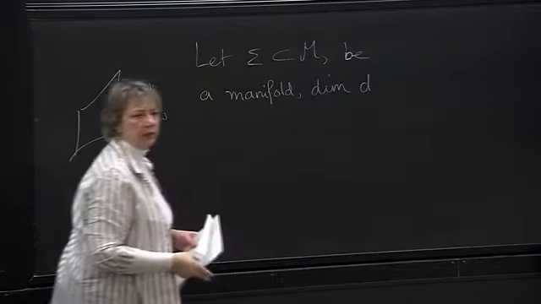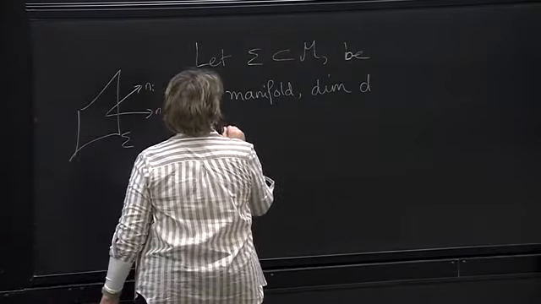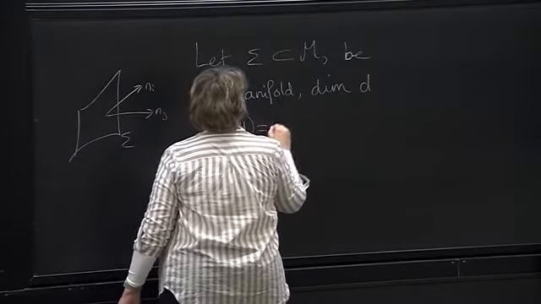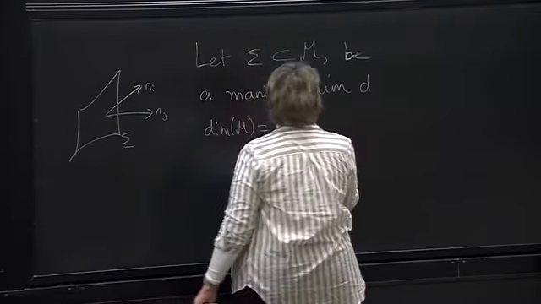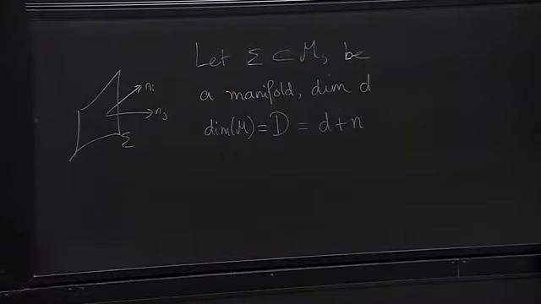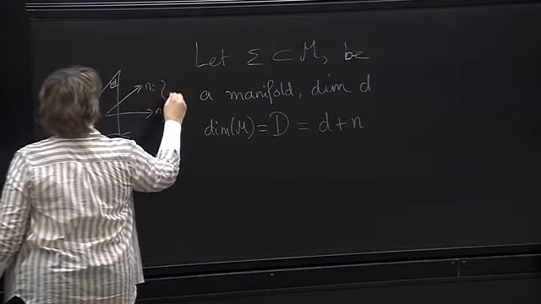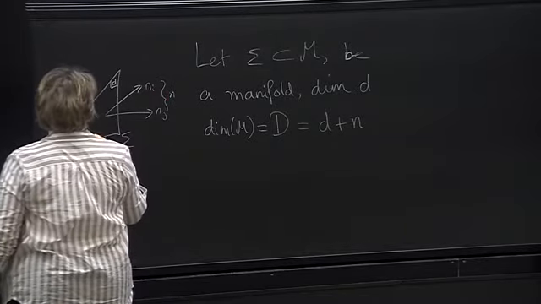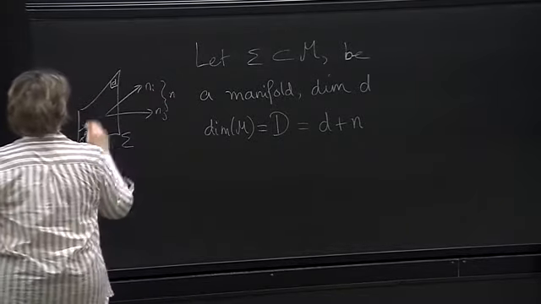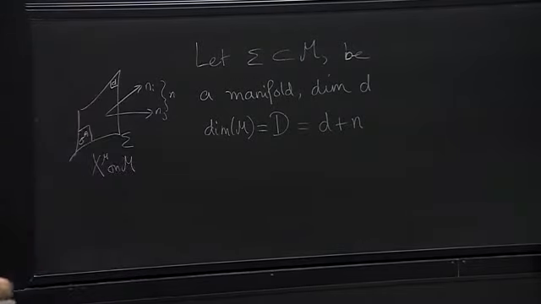And I'm going to suppose it has some dimension little d. Just because I'm going to need to label it, the dimension of my manifold is capital D, and I'm going to say that that's equal to little d plus n. So my submanifold has dimension little d. So we've got d coordinates in here, and we have n normals. And I'm going to say that I've got coordinates on sigma and coordinates on M.